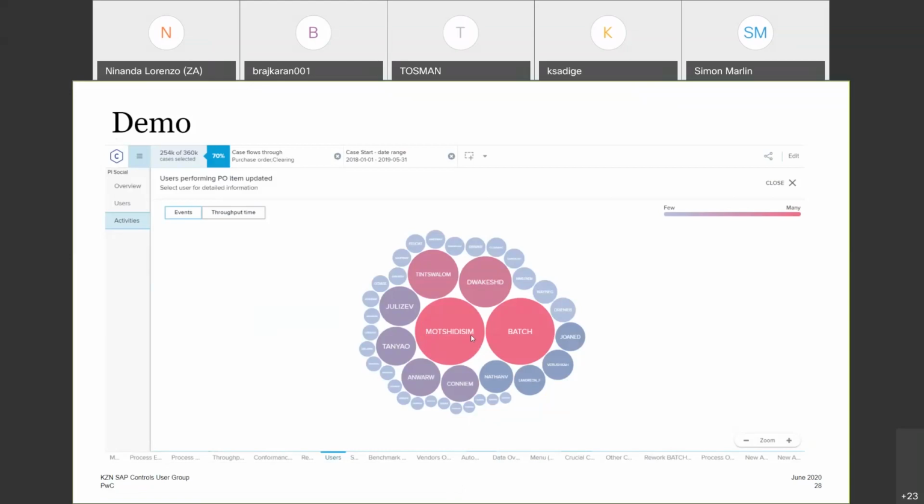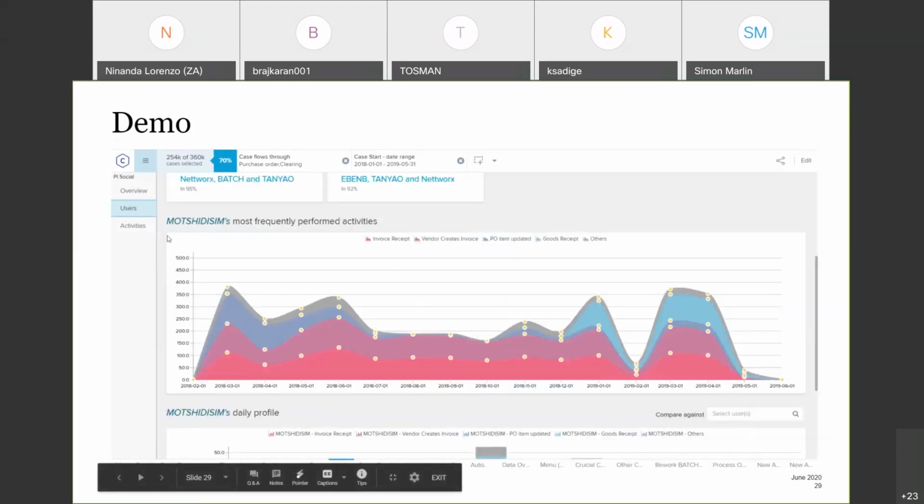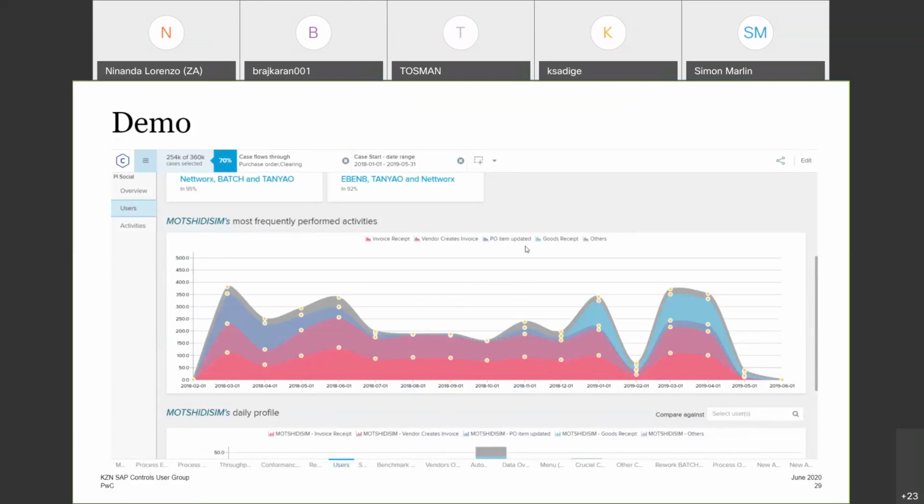And the next thing we can do is deep dive into his profile. What is he doing on the system? When we look at his profile, what we are seeing is the PO item updates. Does this person maybe need to get some training because they are going and making updates on the PO? However, they don't seem to be capturing the purchase order. They are mostly capturing goods receipts and invoice receipts. So when that invoice lands on his desk or the goods receipt, he then goes and updates the PO item to match up with what was received.